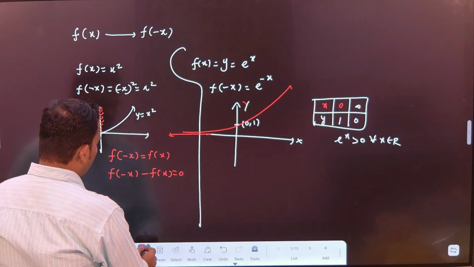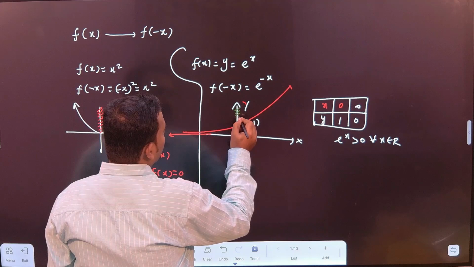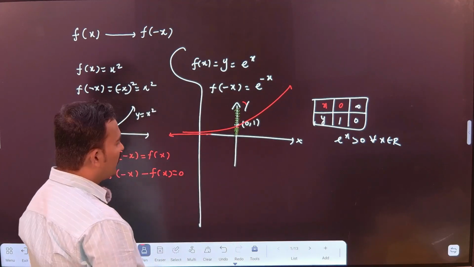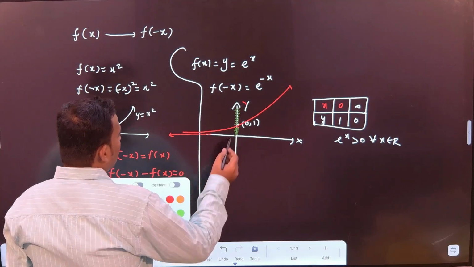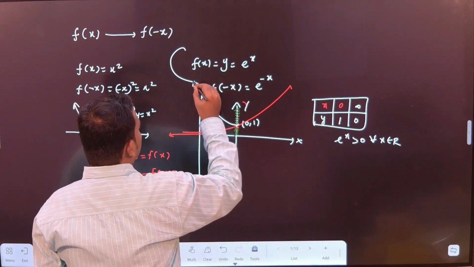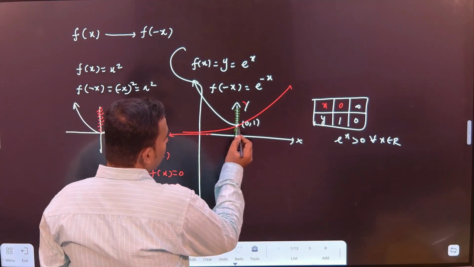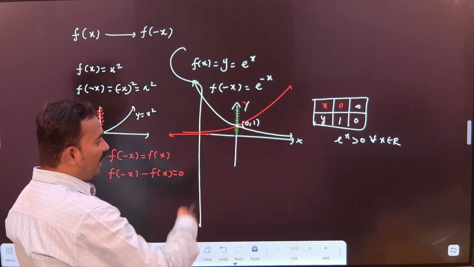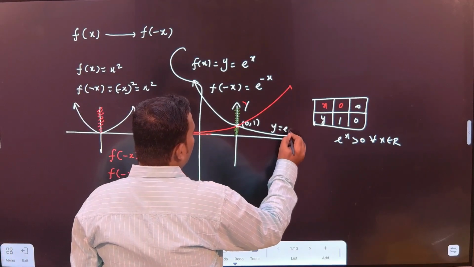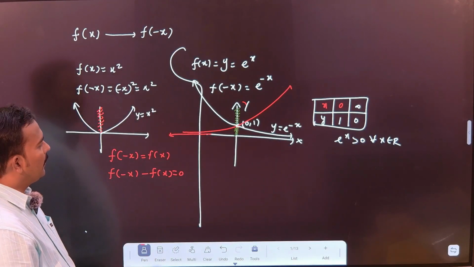Now what we can do, you have to take the mirror image. You can see the y-axis is the mirror, this green line. The right side portion you can reflect about the y-axis. This will be like this. And the left side portion in red color will be reflected like this with respect to the green color, the y-axis. Clear? So this is your y is equal to e power minus x graph. Understand?